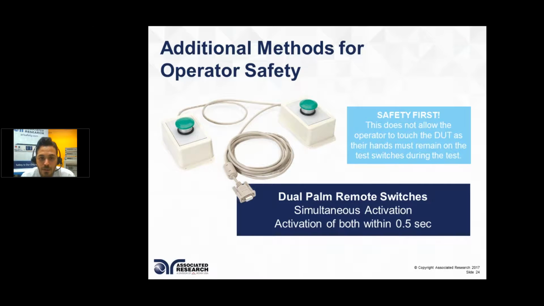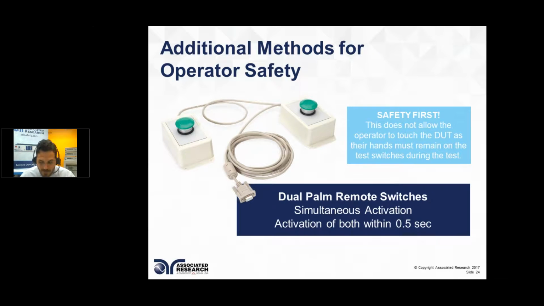I think this is a pretty cool device, right? It's our DPR, dual palm remote switch. So that means, if your operator is getting shocked, it usually has to do with their arms or hands being somewhere where they shouldn't be. And so this PPE device controls our interlock, right?